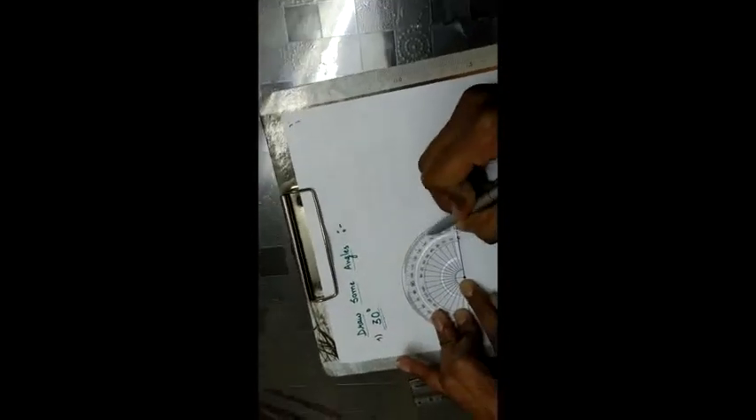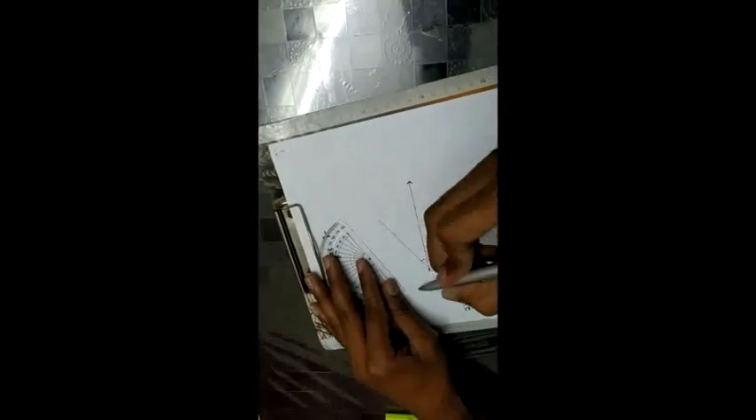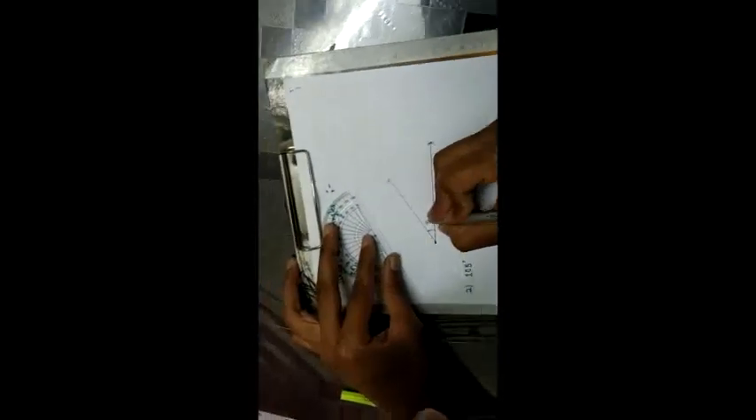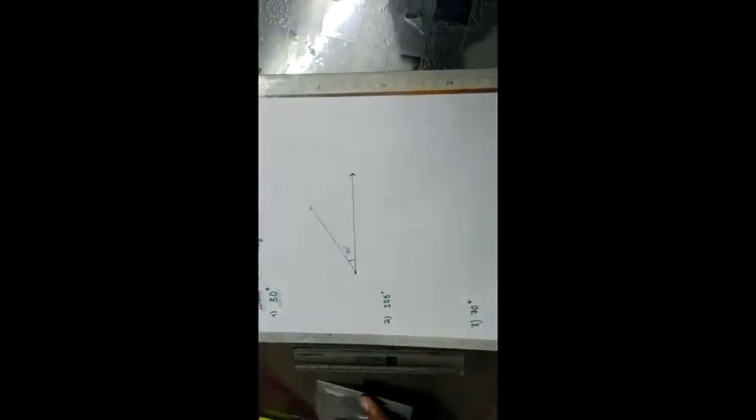So match both the points like this. And this is the angle of 30 degree.